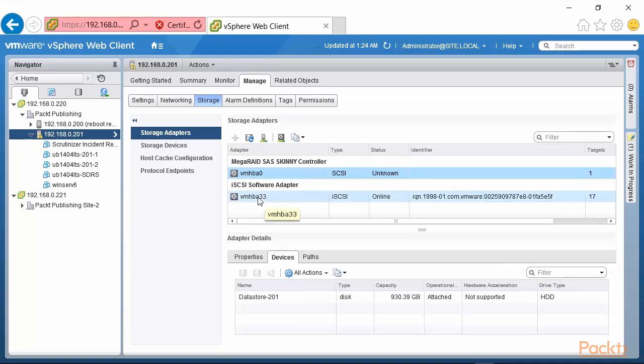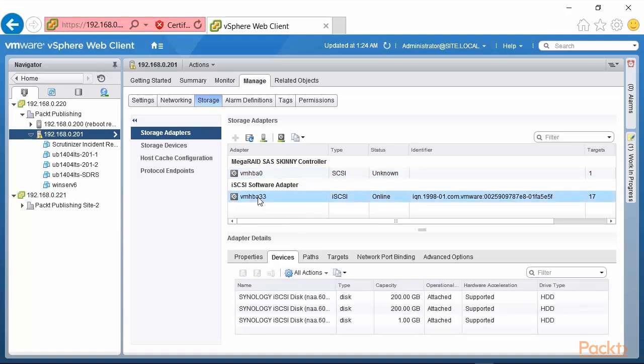I'm sure you know how to instantiate the iSCSI software adapter. You can only have one of these at a time. I've already done that on this host. So when I look at this software adapter, I have these devices. You can see there are 3 devices.